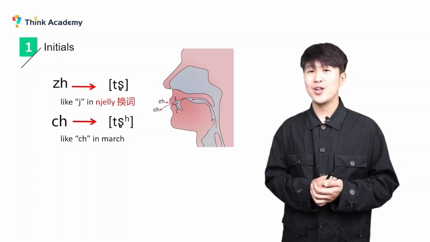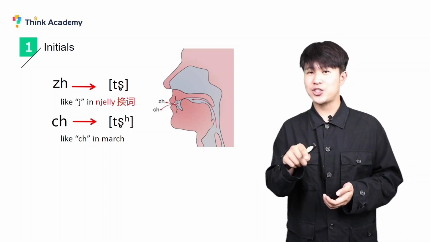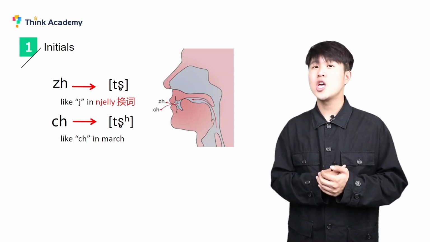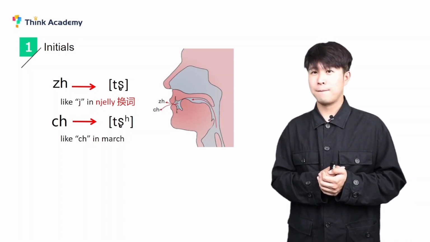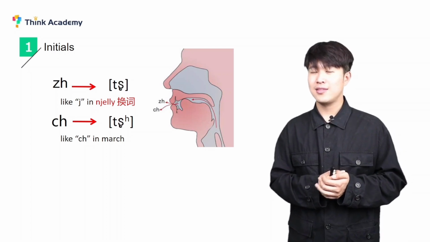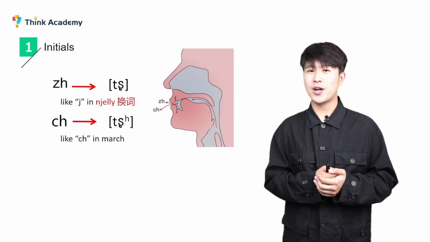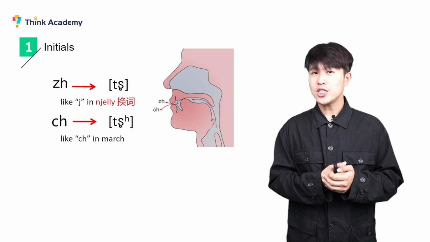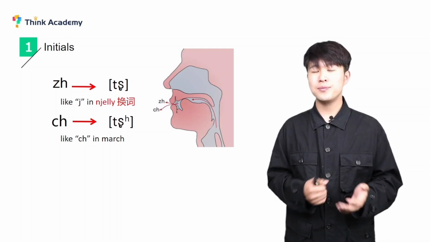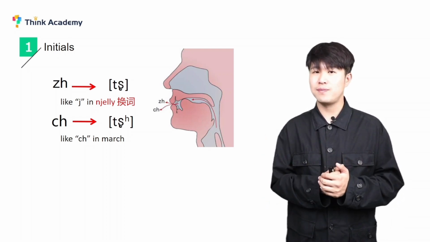The first one, look at this picture, okay? The first one, zh, zhi. Read after me, zhi. The second one, ch, chi. Okay, read after me, chi. Here are the tips for you to keep in mind for each pronunciation.